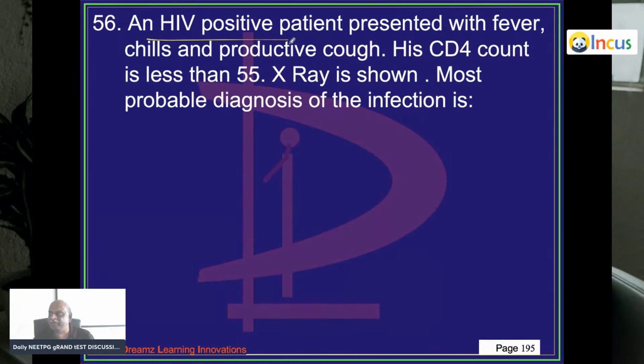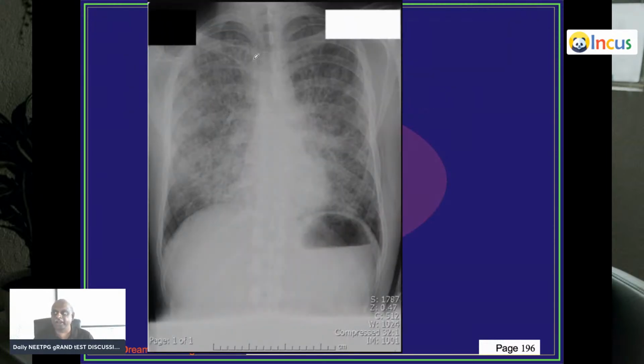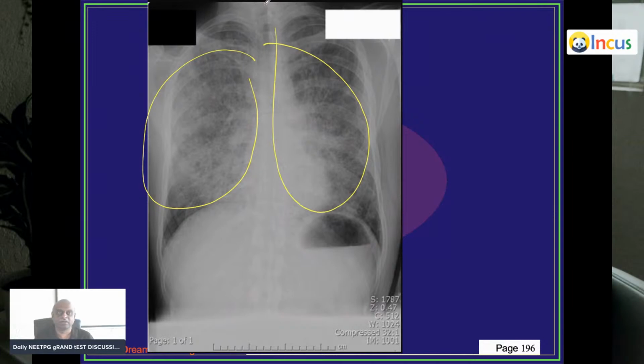Now, HIV positive patient presented with fever, chills, productive cough. His CD4 count is less than 55. X-ray is shown. There is an interstitial pattern.